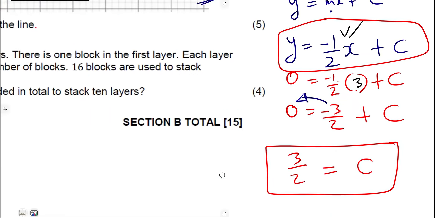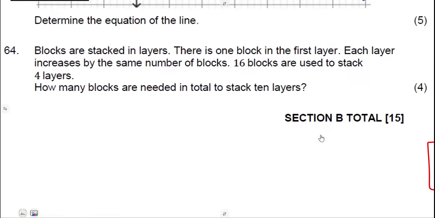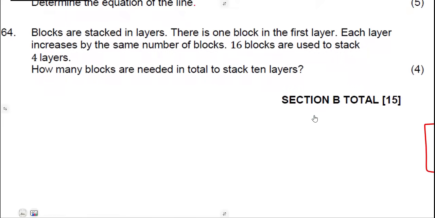Simple like that. On question number 64, given that there are blocks that are stacked in layers. These blocks are being stacked in what? In layers. There is one block in the first layer being stacked. So the first layer, one block. Each layer increases by the same number of blocks. So if I'm moving on to the second layer, I'm going to increase by 1.